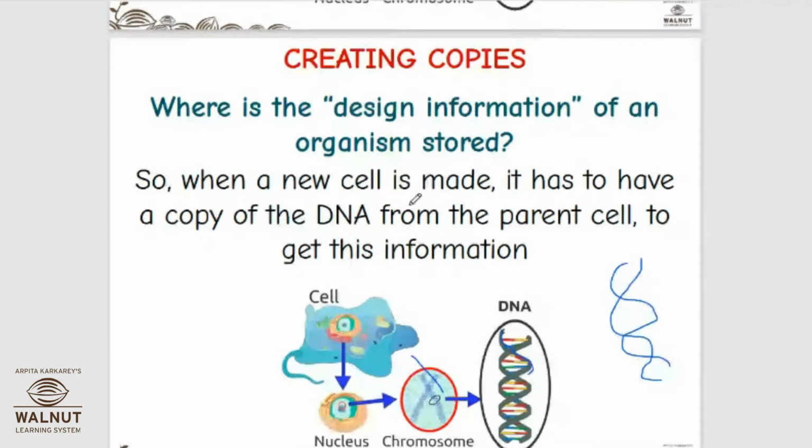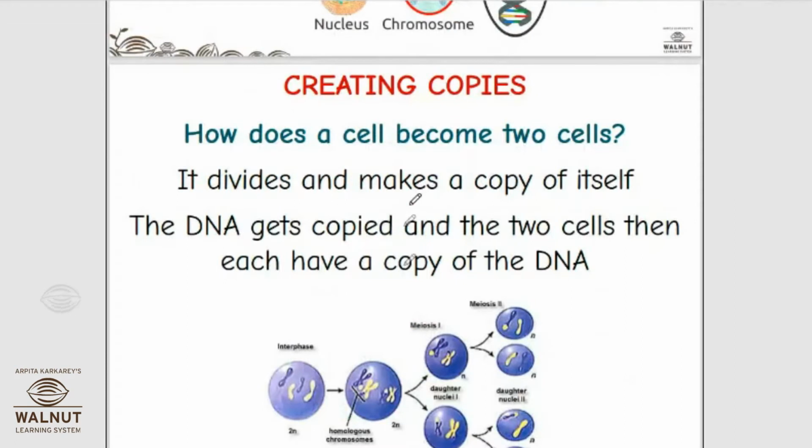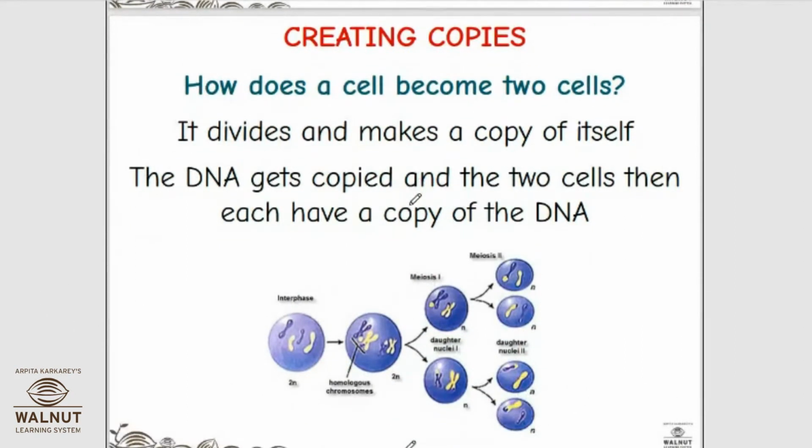Okay, so let us see now how a cell becomes two cells. Here the cell division takes place. You will study these terms in higher classes. There are two types of divisions, meiosis and mitosis, meiosis 1, meiosis 2. In higher classes, if you opt for biology, you will study them.